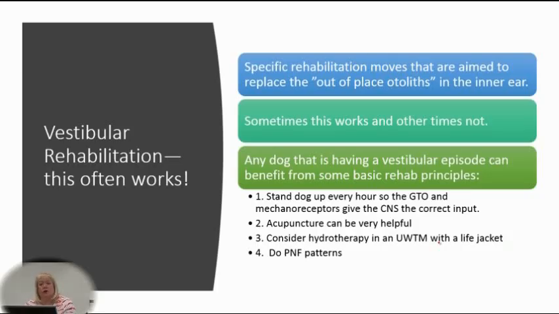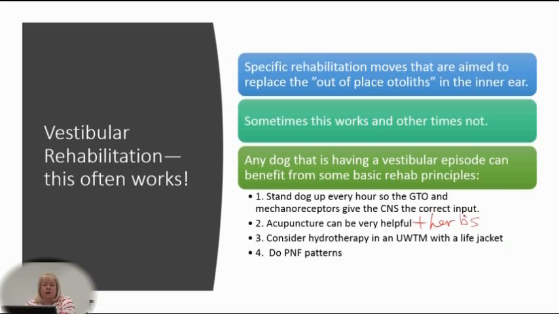Acupuncture can be very helpful for these dogs. And I should also say there are also herbs that I use for vestibular disease. So acupuncture and herbs can be very helpful for these dogs who have vertigo. And then you can consider hydrotherapy in the underwater treadmill. You have to put the life jacket on the dog, and you don't want to do this if they're rolling. But the water helps to support their weight, and it helps with assisted standing.